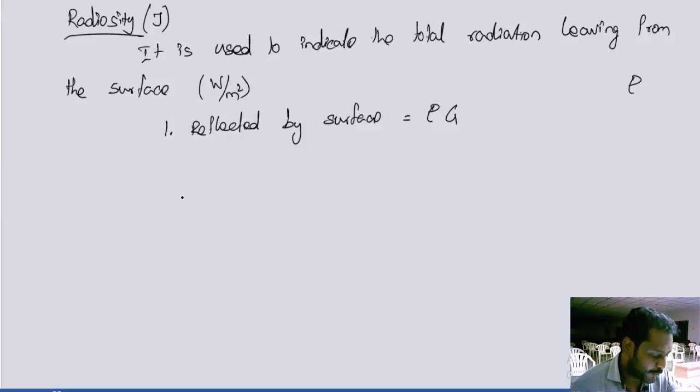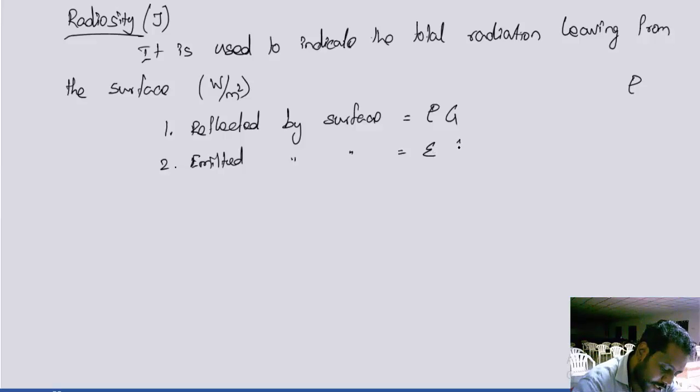Now the second component is emitted by the surface, which is epsilon into EB. EB is the emissive power of the black body, the maximum amount of energy a body can emit. Epsilon is the emissivity of the grey body. So epsilon into EB is the energy emitted by the surface. The total radiosity is J equal to rho into G plus epsilon into EB.